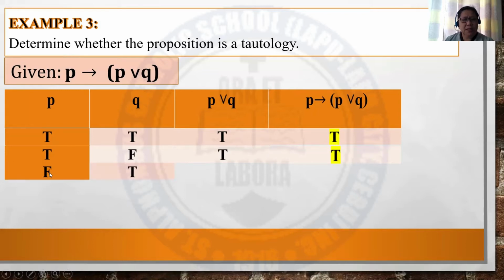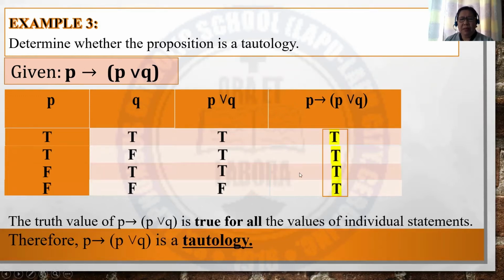If P is false and Q is true, then the disjunction is true, and for the implication, it is also true. And if P is false and Q is false, the disjunction is false, and the implication is true. Since the truth value of the implication is true for all values of the individual statements here, all true, therefore, we consider the implication as a tautology.